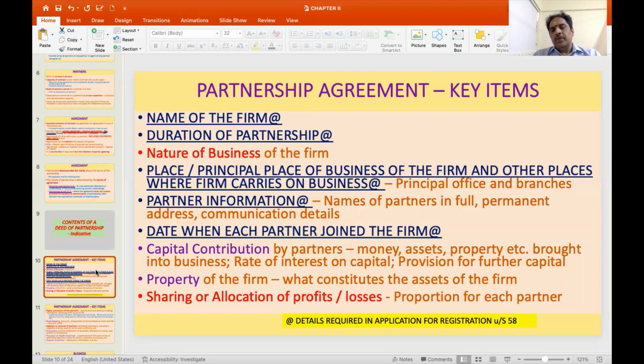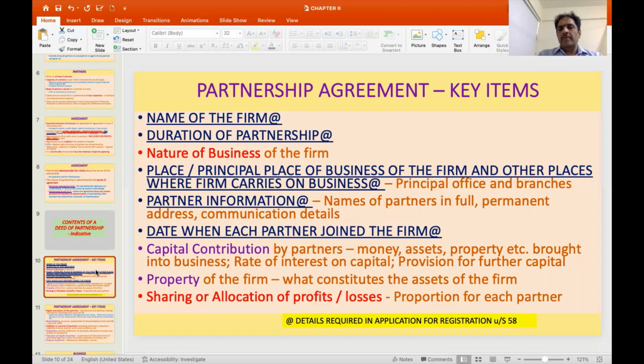First, the name of the firm, duration of partnership where it is indicated, then the principal place of business of the firm and other places where the firm would carry on its business. That is, what is its main office and the branches. Then the information about partners is something which is very important. That is, names of the partners in full, their permanent addresses, communication details. And another very important aspect as far as liabilities, rights, duties, and relationship with third parties are concerned, is the date when each partner has joined the firm. So these particulars are necessary for the purpose of registration.